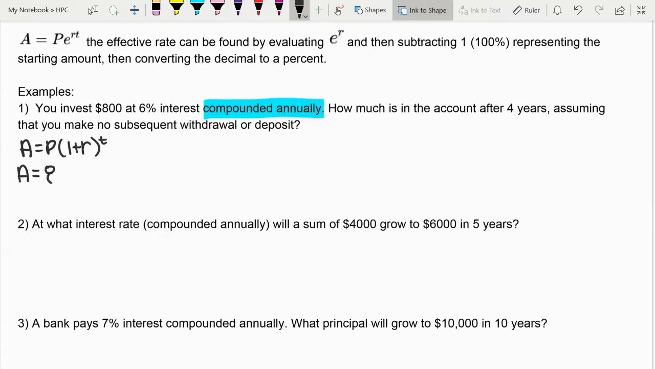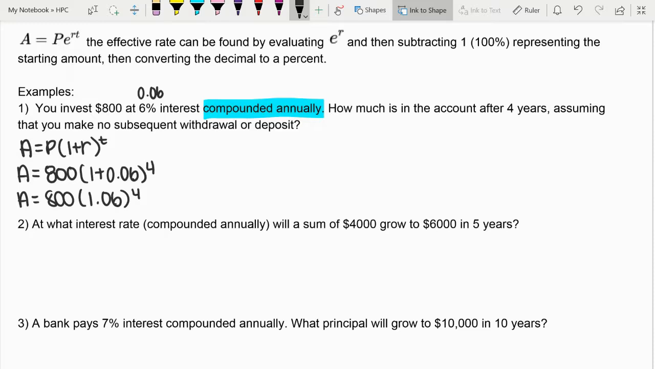We invested $800, so that's my principal. 1 plus my rate is 6%. So remember, as a decimal, that'll be 0.06. And then we are talking about 4 years. So A is equal to 800 times 1.06 raised to the power of 4.